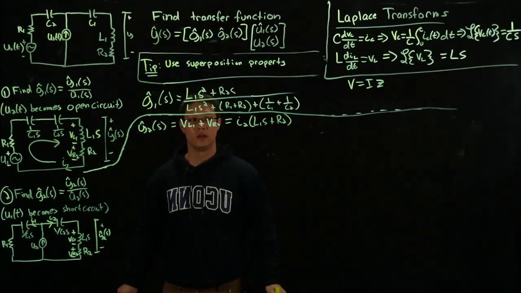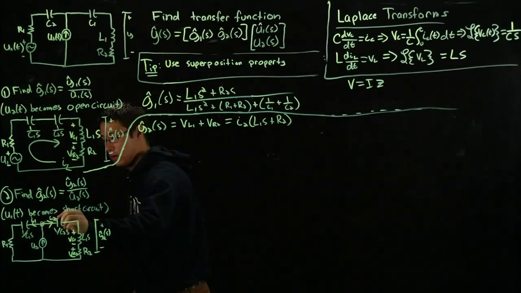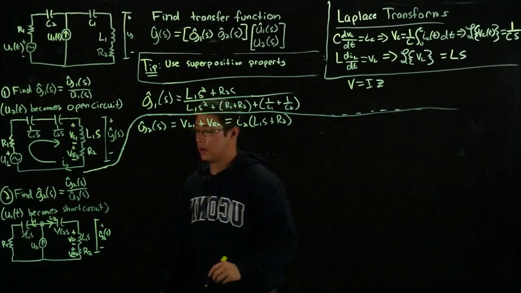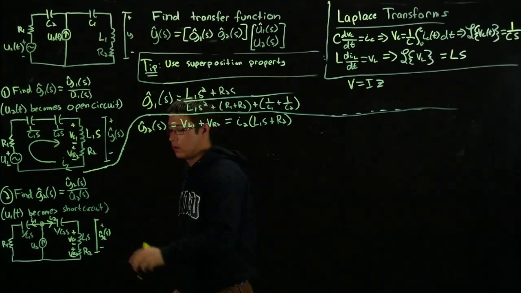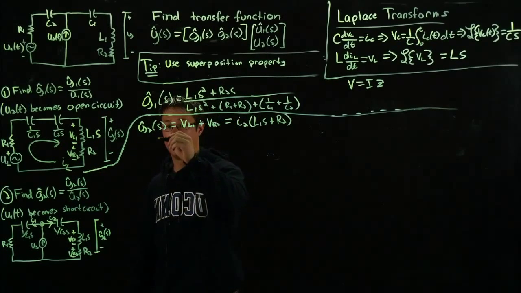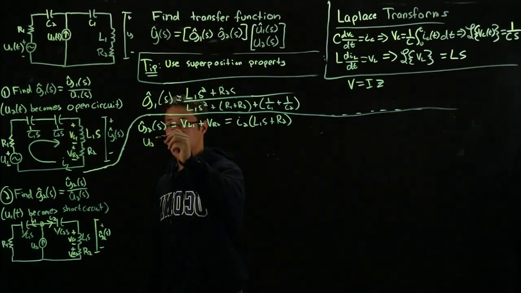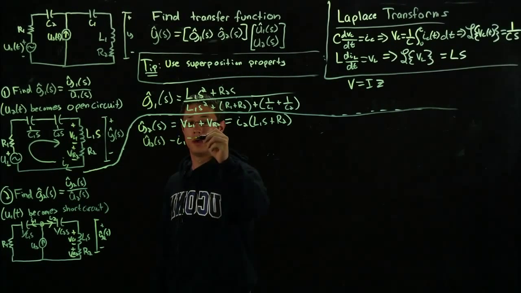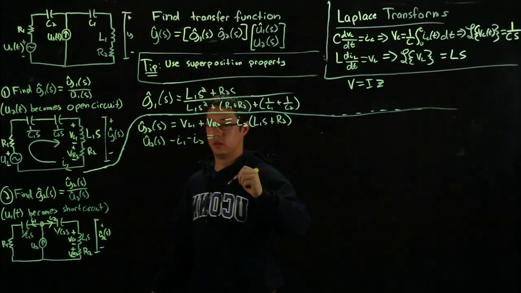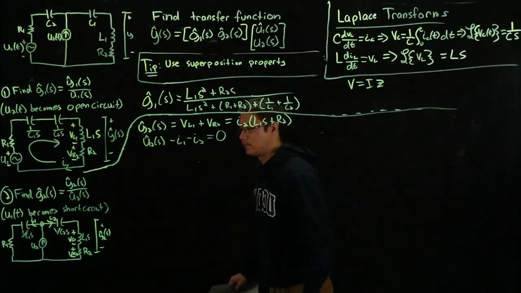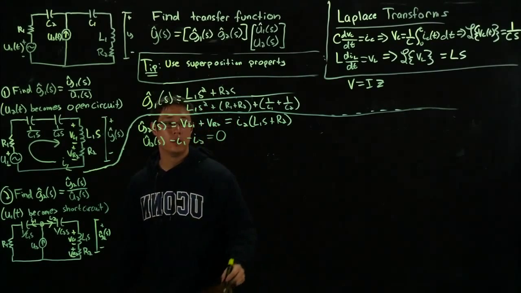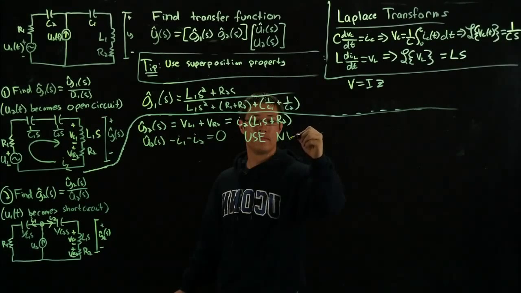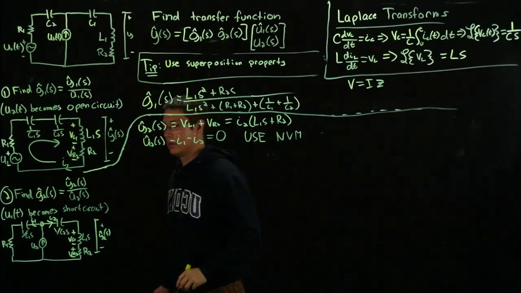Now, a convenient thing we can write here at this node is Kirchhoff's current law. The sum of the currents must be equal to 0. Taking direction into account, we have U2 of S minus I1 minus I2 is equal to 0. Conveniently, we can use the node voltage method and easily determine these currents.